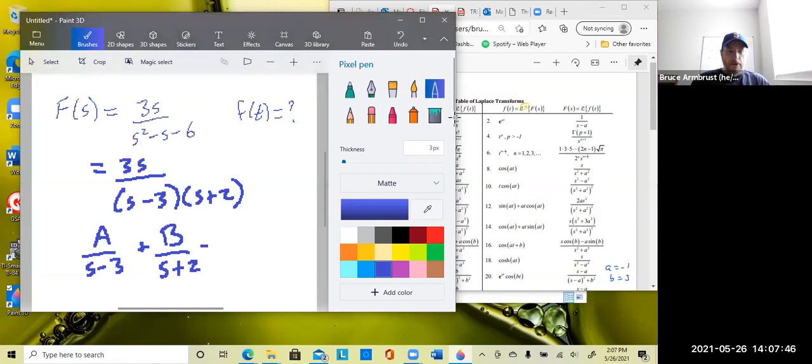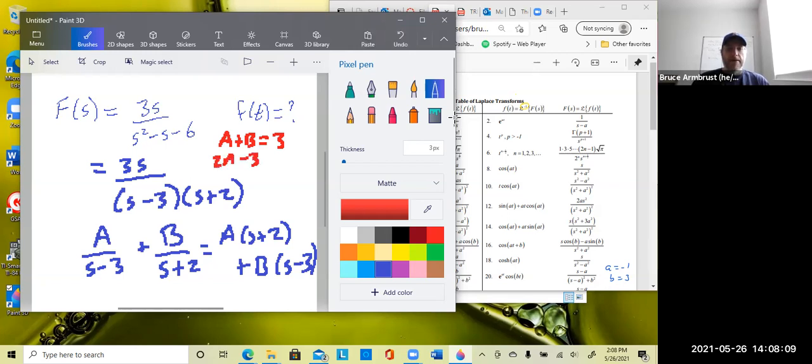Okay, so this would be a times s plus 2 plus b times s minus 3, and we need that to equal 3s. So from that, we get a plus b is going to equal 3. You multiply this stuff out and group like terms. And then we get 2a minus 3b has to equal 0. And with this, we can solve.